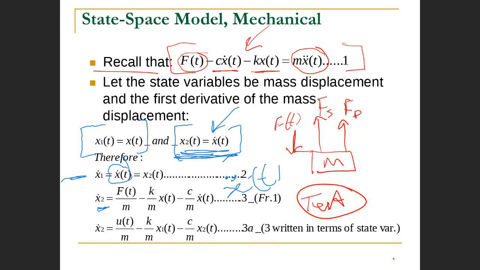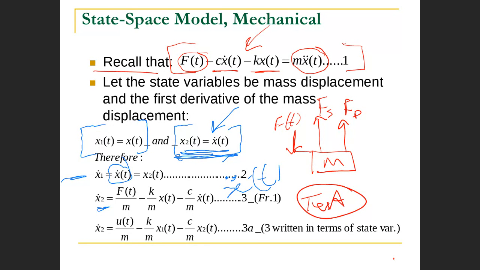And one method to choose the state variables in this case is to choose the output, which is displacement, and the derivative of displacement, which is velocity. Those are two independent variables, and they are state variables. And it shows the mass displacement. Okay.